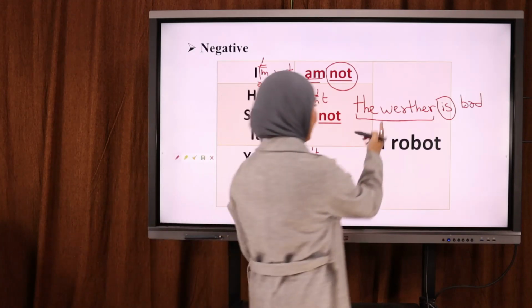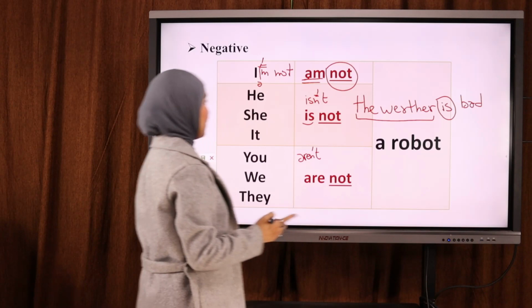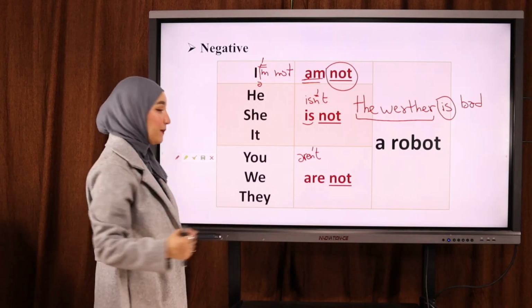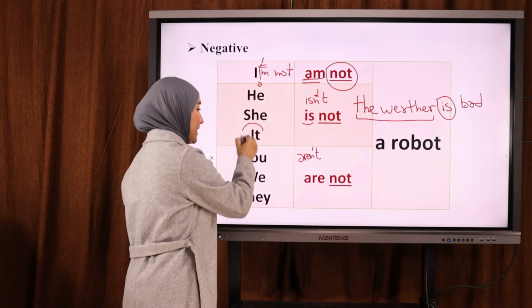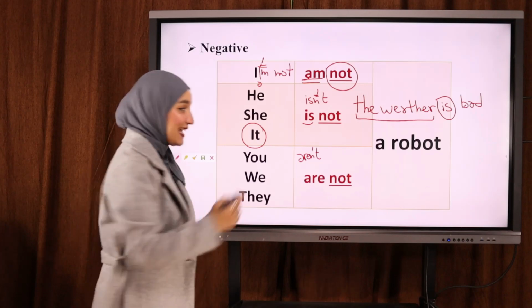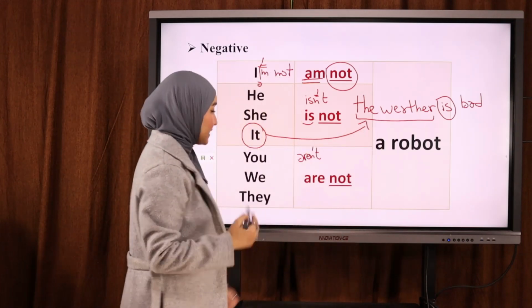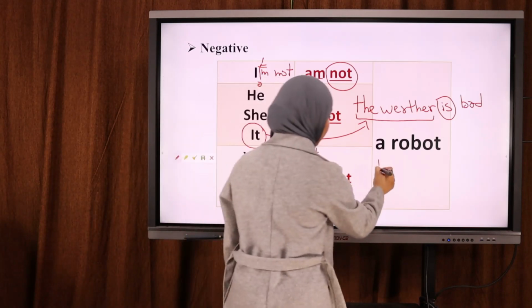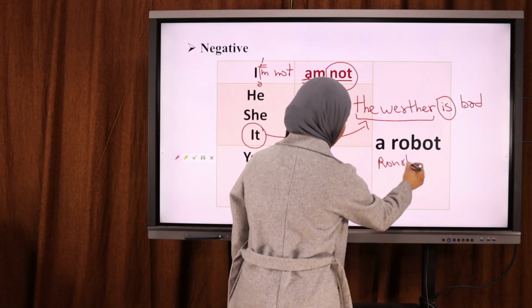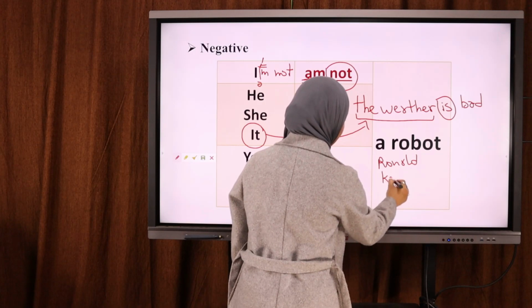Now, if I want to replace the weather, أريد أن أستبدل the weather with the personal pronoun بضمير, of course it's going to be it, okay? It is. So it replaces the weather, okay? Sometimes I have a name. You find Ronald or, I don't know, Katie, okay?